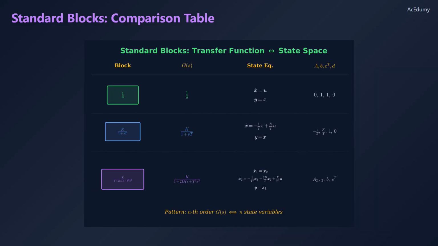Finally, the second order lag with G(s) equals K over 1 plus 2dTs plus T squared s squared. This needs two state variables. We set x1 dot equals x2 and x2 dot equals minus 1 over T squared times x1 minus 2d over T times x2 plus K over T squared times u. The output is y equals x1. The A matrix has 0 and 1 in the first row, minus 1 over T squared and minus 2d over T in the second row. This pattern generalizes. Any nth order transfer function needs n state variables.